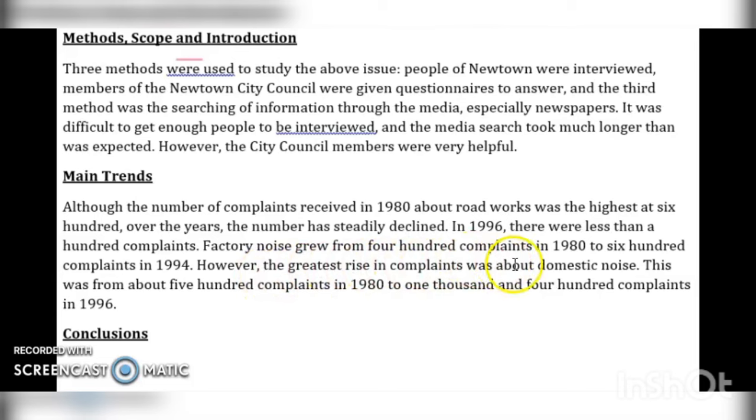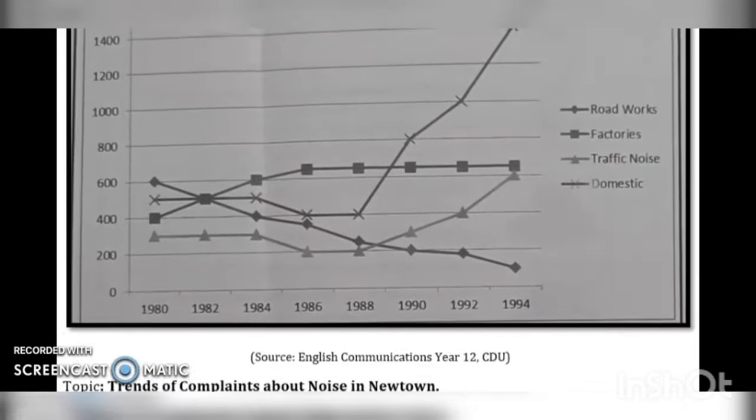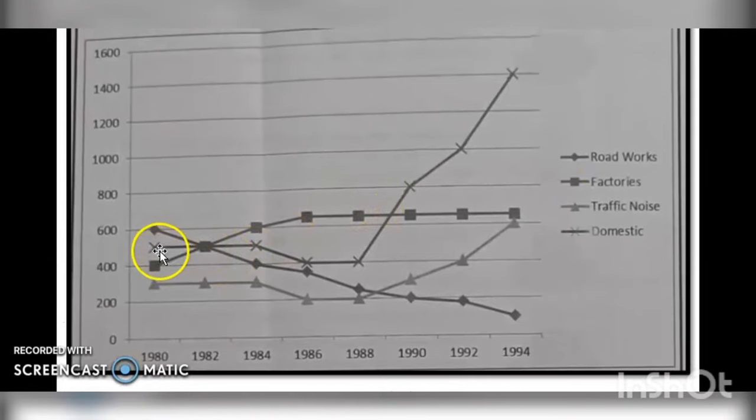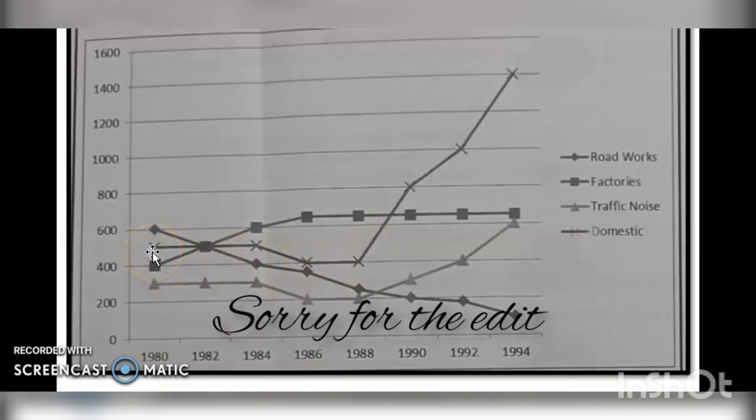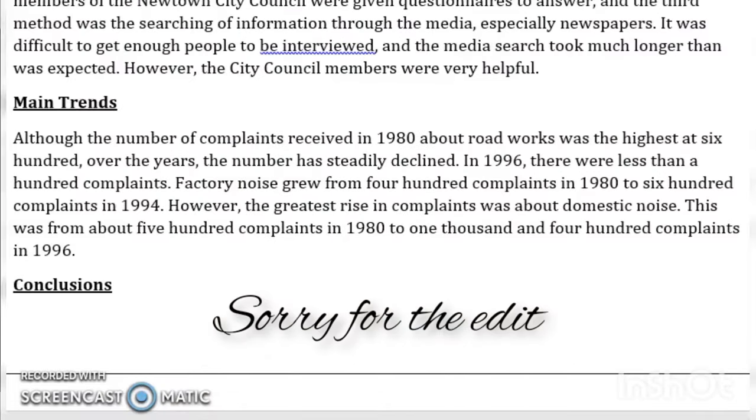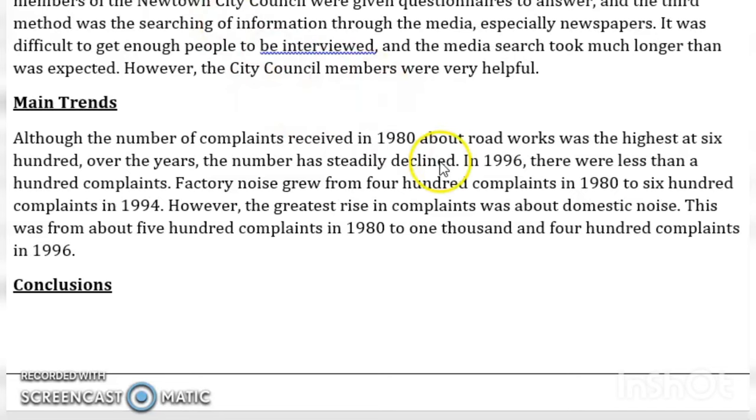Okay, however, the greatest rise in complaints was about domestic noise. So the last one that you will discuss will be the most significant or the most important. So that came from domestic noise. All right, let's discuss the last paragraph. However, the greatest rise in complaints was about domestic noise. This was about 500 complaints in 1980 to 1,400 complaints in 1996.